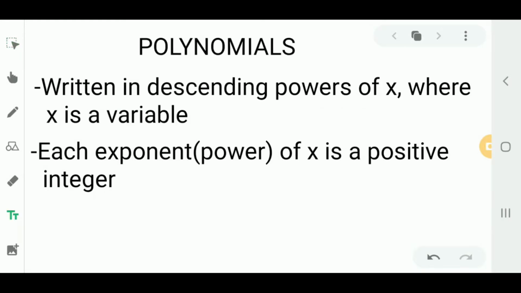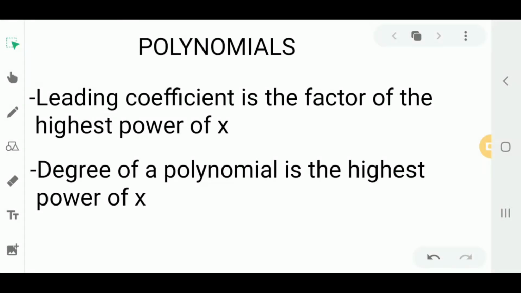Now, polynomials are normally written in descending powers of x. Descending means largest to smallest, where x is a variable. Then each exponent or power of x is a positive integer. Also, the leading coefficient is the factor of the highest power of x. So whatever number is attached to the highest power of x, that would be the leading coefficient.